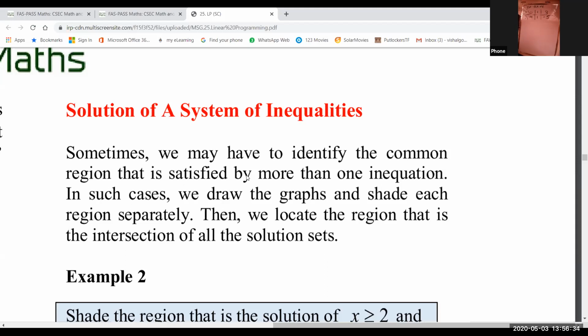So right now we were dealing with only one. In some cases, in fact, in most cases in CXC, they give you more than one inequation. And in such cases, we draw graphs for each of them and we shade each region separately. Now, there must be a region that is satisfied by all of the inequalities, and that is the region that we will be looking at, right? That's the one we will take into consideration because that region will satisfy all of the inequalities. In other words, that will be the common region. You might be lost with what I'm talking about, but not to worry, I'll explain it now.